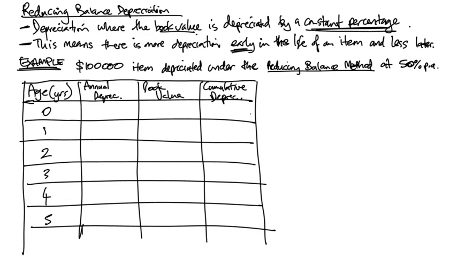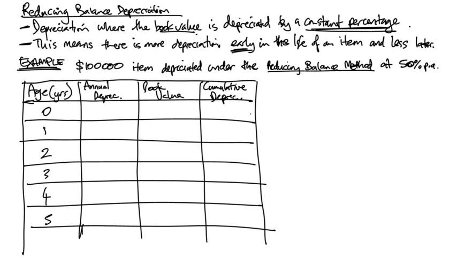Hey guys, this video today is about reducing balance depreciation. This is a more complicated form of depreciation. It's actually the more realistic one and the more used in real life. This is a kind of depreciation where the book value, the value of the item at any particular time, is depreciated by a constant percent. So not a constant dollar amount.